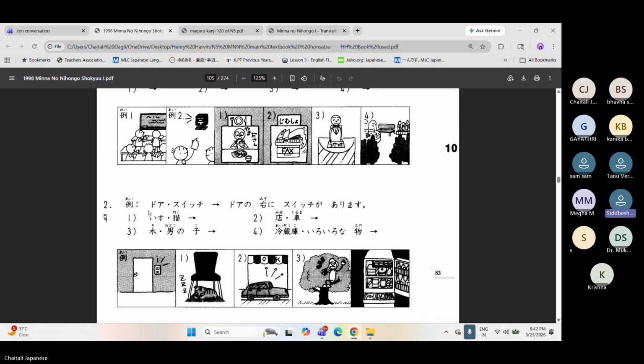Second. Doa no migi ni suichi ga arimasu. Now you are giving the exact location. Doa no migi ni suichi ga arimasu. So migi is right. So on the right hand side of the door, the switch is there.